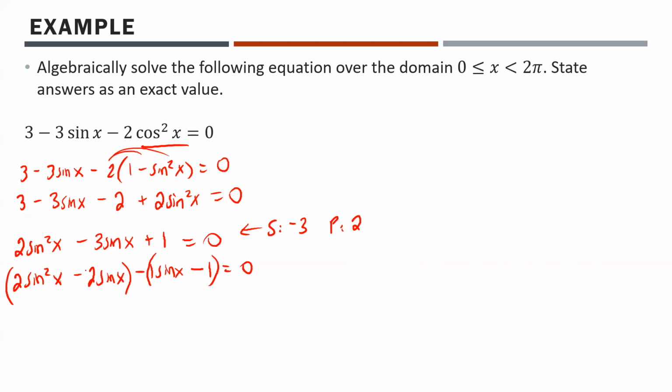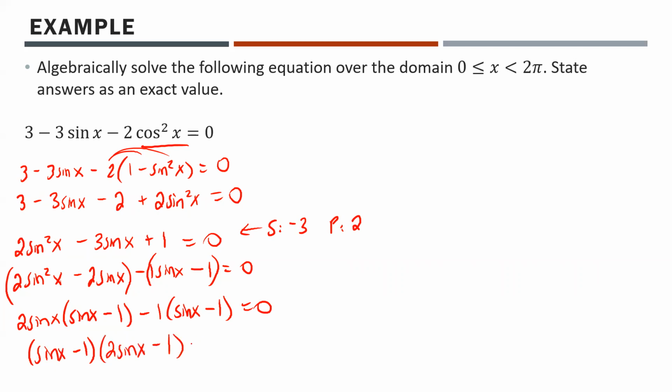Now I've got to factor out of the first two here. I could take out a 2 sine x, which is going to leave me with a 1 sine x minus 1. Out of these two, the only thing I could take out is a 1. So I've got -1 times sine x minus 1. Notice we have sine x minus 1 and sine x minus 1. That matches. That tells us we've done this correctly. So I've got sine x minus 1 times 2 sine x minus 1 equals 0.